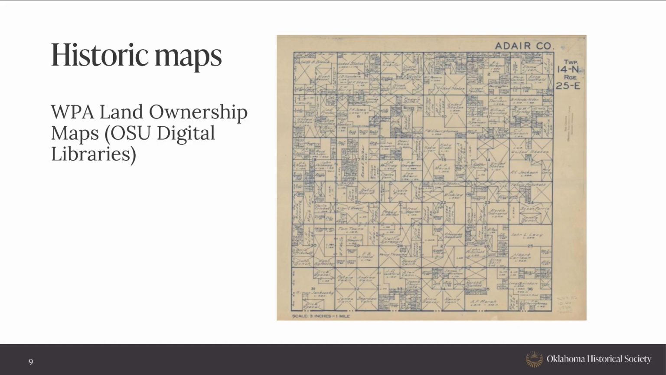You can compare that to WPA land ownership maps, which don't typically have buildings illustrated, but you can compare land ownership over time to see if you've got continuous or what may appear to be a continuous occupation by the same owners.